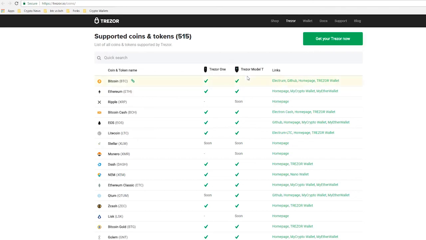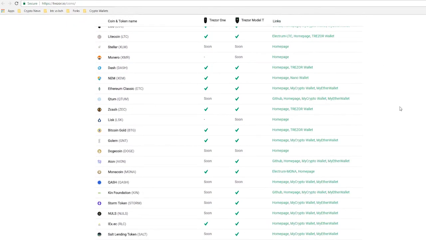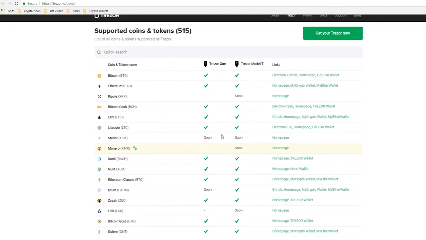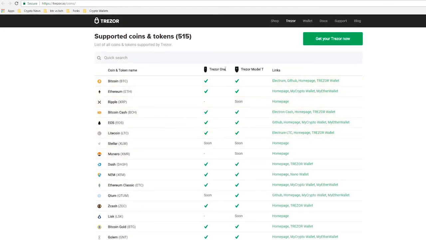So if you go to their coin page on Trezor, you can actually see all the coins that they support, and if they're going to support some soon. You see Monero here and Lisk, and Ripple isn't going to be supported on the Trezor 1 soon, but hopefully soon on the Trezor Model T. But if they aren't supported, the nice thing is on the right, you have links here that you can check out and go to their homepage and see what wallet they recommend.